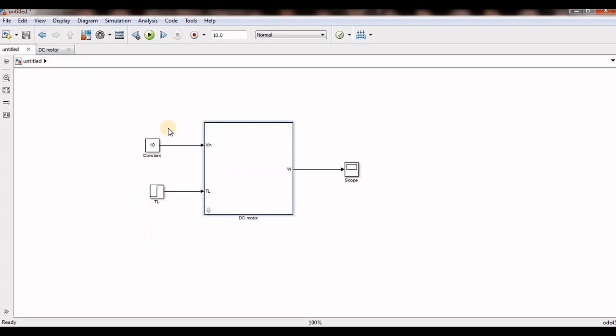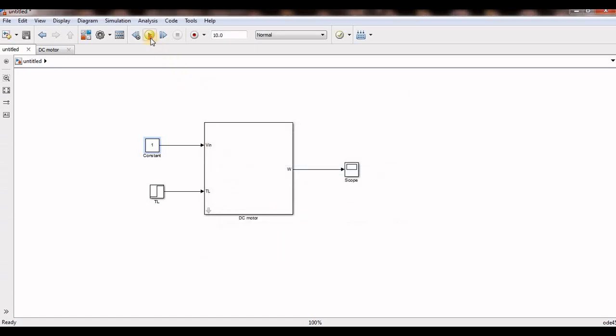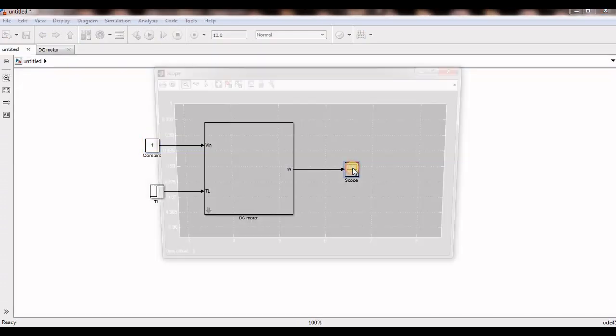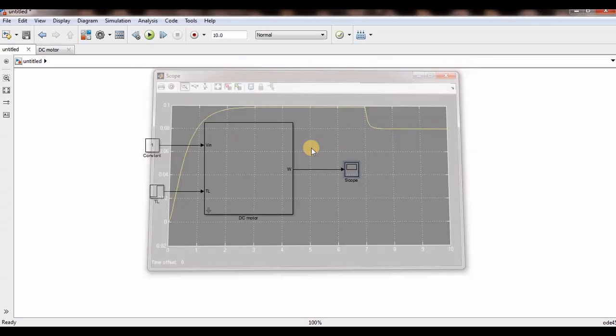Basically this is designed in the per unit system. If I apply the voltage as 1, I can get nearly 0.1 speed. See, 0.1 speed.